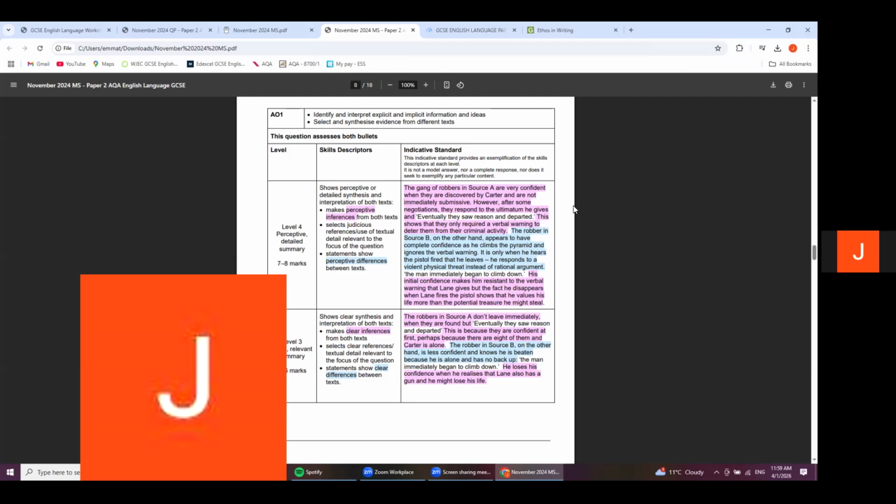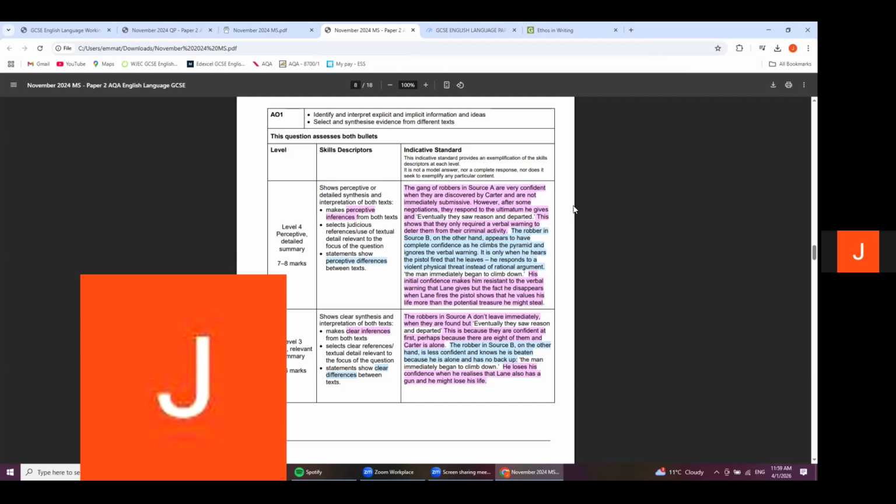Howard Carter in source A verbally persuades the robbers to leave, whereas the robber in source B is confronted with potentially more violent means of persuasion, so to speak. So it's really showing that evidence and that nuance.